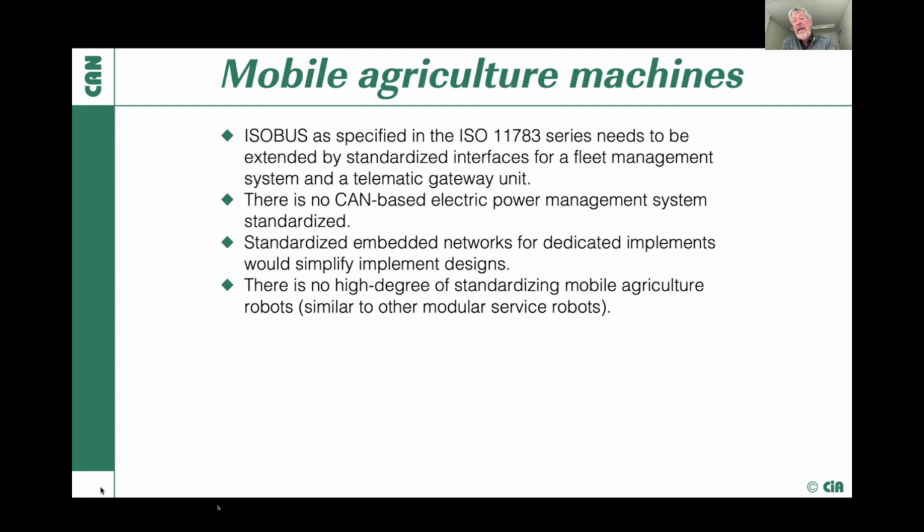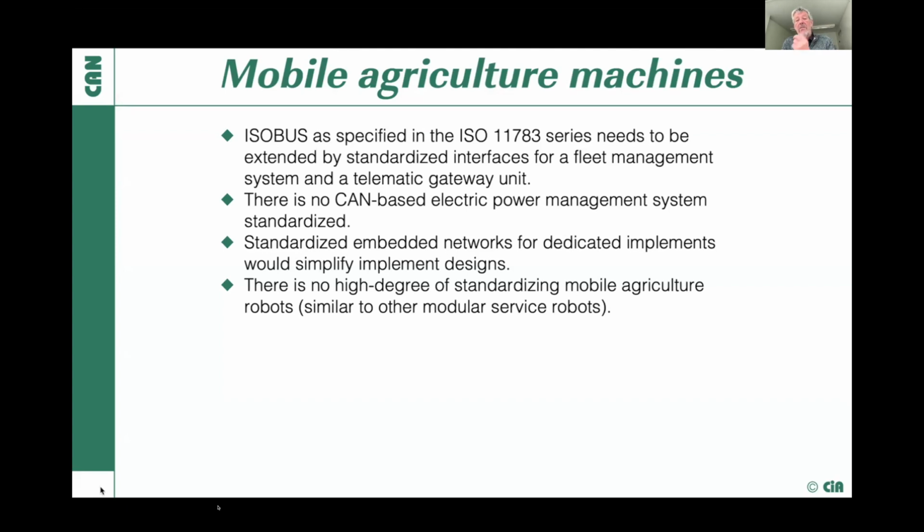And there's also no CAN-based electric power management system standardized. So this is also an open issue and needs to be done in the next years. And we also have no standardized embedded networks for dedicated implements, for example, for a potato harvester or for a sprayer or something like that. This would simplify implement designs, and you increase the possibility to buy off-the-shelf products for different applications. And so, because of an increased number of devices, a lower price is available on the market.